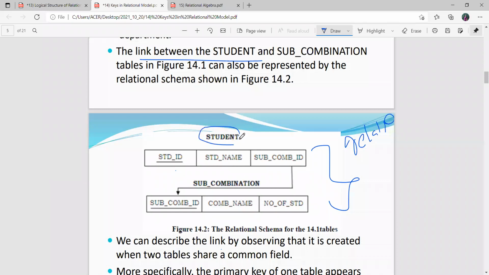You can see this is the student table. This is the subject combination table. These are the attributes available in the student table. You can represent it using rectangle shapes, linked rectangles like this. So this is the primary key. This is the student name and the student combination. There is another table, subject combination. Subject combination ID is the primary key, then combination name and number of students. So you can see this is the common attribute and there is a link between these two, like this.